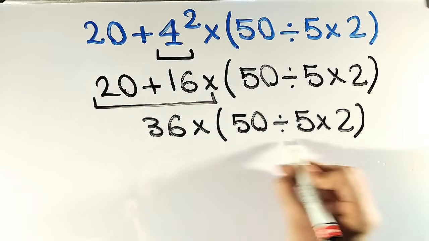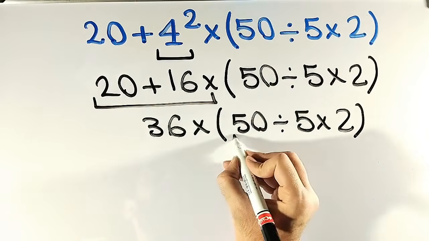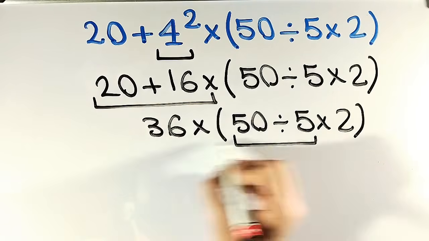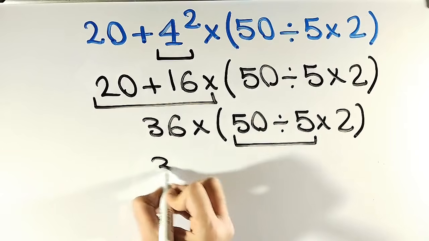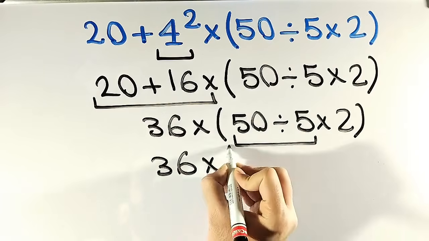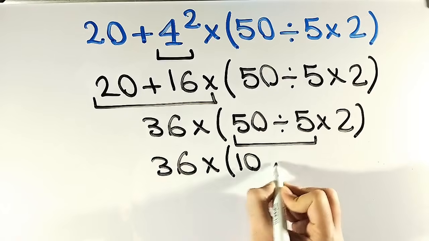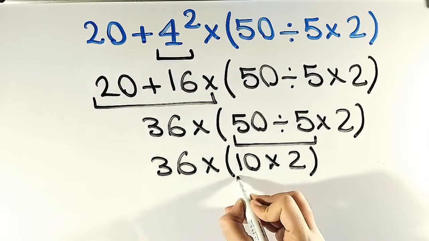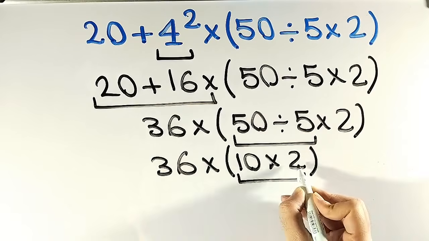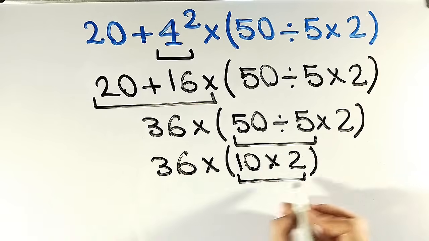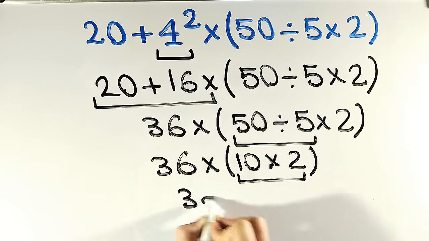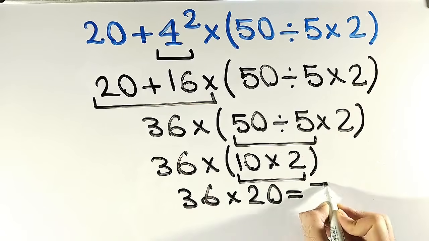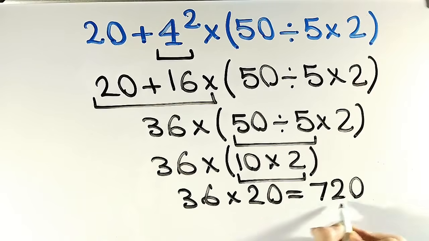Then they go to the expression inside the parenthesis and start with the division between 50 and 5. So instead of this expression, they write 36 multiplied by open parenthesis 10 times 2 close parenthesis. Next, they go for the multiplication between 10 and 2. And instead of this expression, they write 36 multiplied by 20, which finally gives them the answer 720.